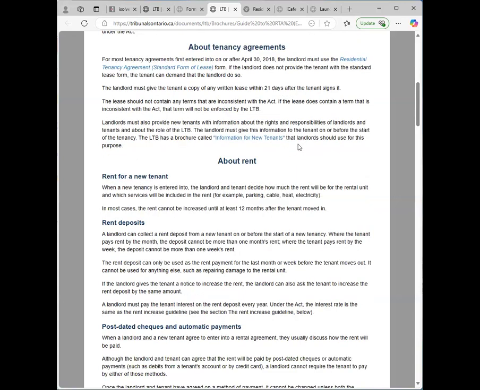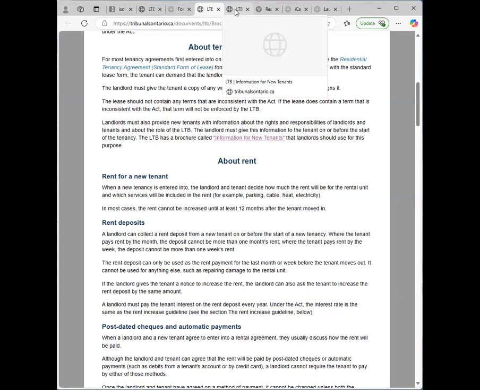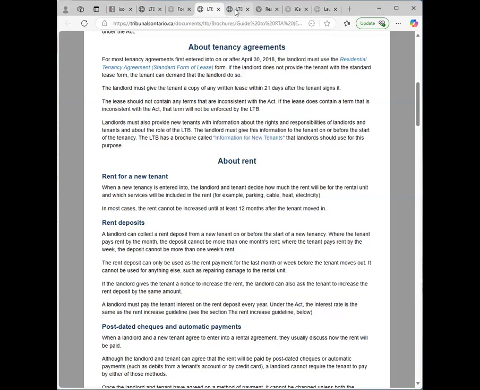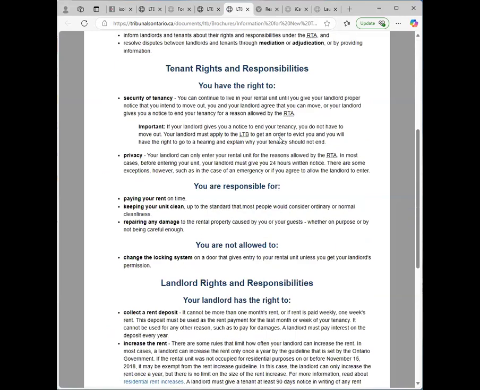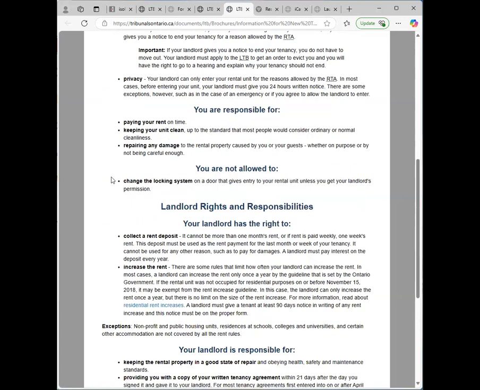There's also a brochure that the Landlord and Tenant Board has called Information for New Tenants. Landlords should use it for this purpose. In fact, I will open this up so you can take a look at it. This is basically going to be a tenancy 101: here's the law. This is way shorter than what we're doing. So this is what the tenant is responsible for. This is what you're not allowed to do.